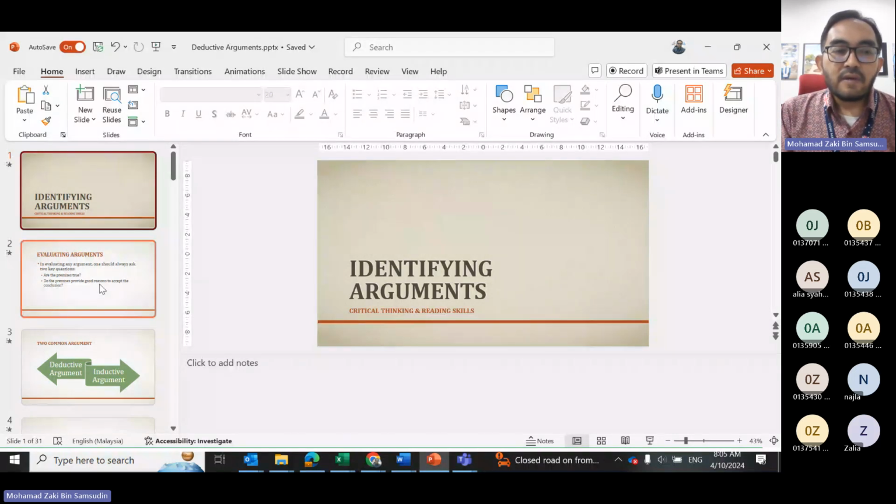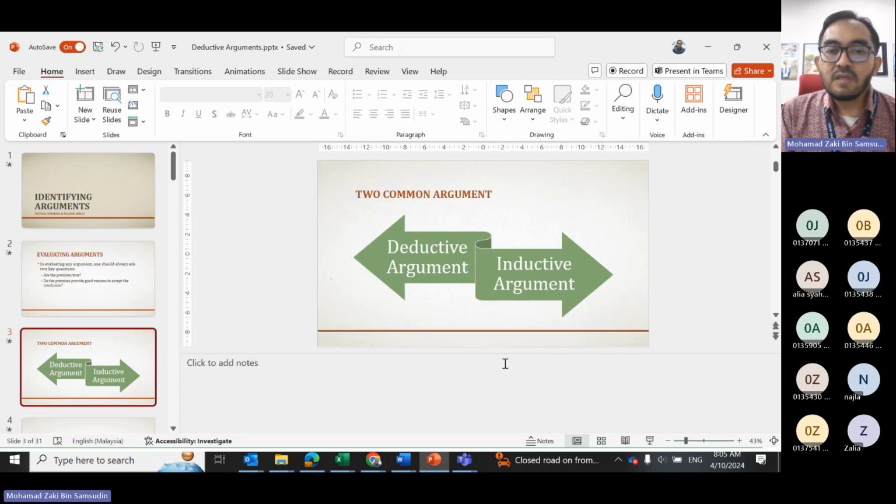All right, now evaluating arguments. The main thing when it comes to identifying types of arguments, we refer to these two terms, deductive and inductive arguments.